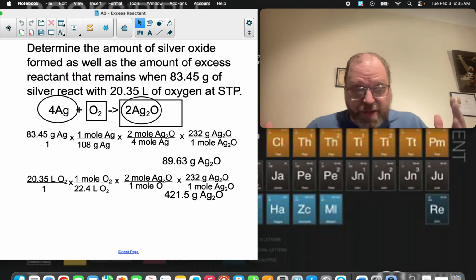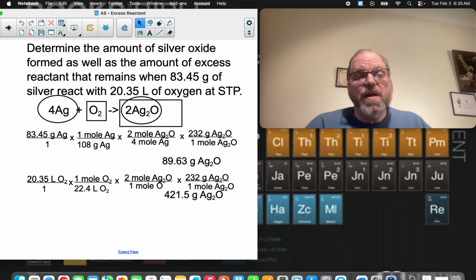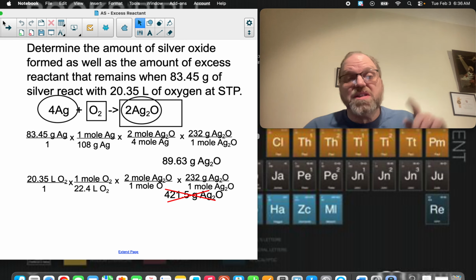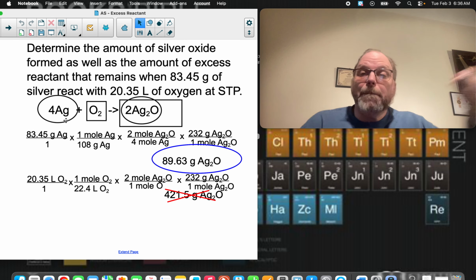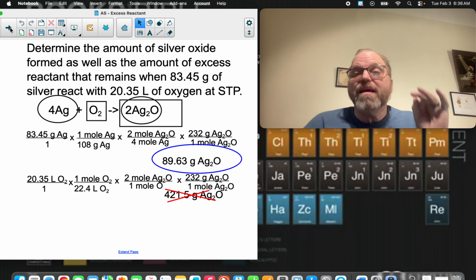So which one's correct? Well, we take that smaller amount. That's it. The reaction shuts down. So that means that only 89.63 grams can happen, not 421.5. So my silver is my limiting reactant. My oxygen is my excess reactant. Now, how much oxygen is excess?